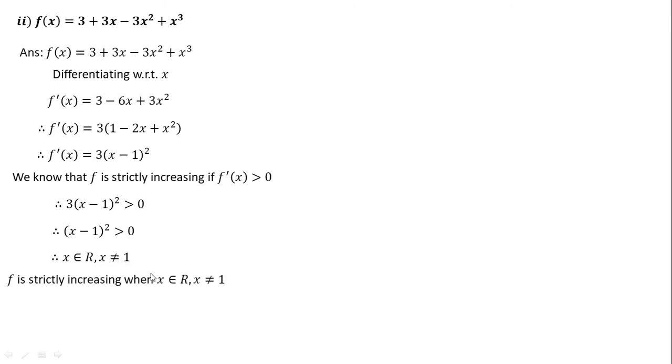So what do you say that? Here we can say that f is strictly increasing when x belongs to R and x not equal to 1. So this is our final answer. Okay, all possible values means all real numbers where x is not equal to 1.